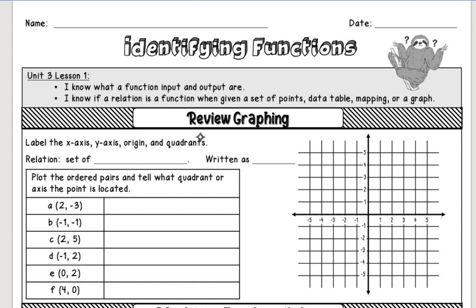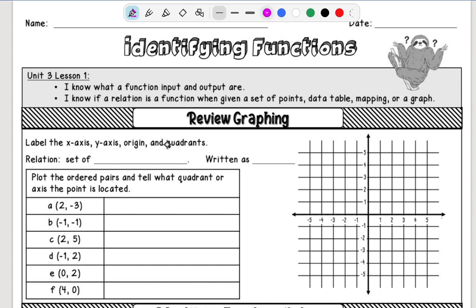All right, so first thing we want to do is go ahead and review graphing. You would have had plenty of experience of graphing in prior math classes, but we want to remind ourselves what's going on. So we're going to label our x-axis, y-axis, origin, and the four quadrants. Let's go do that real fast.